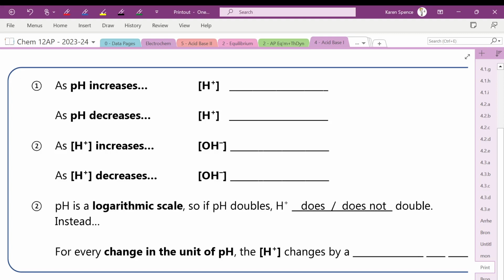All right, so as pH increases, what happens to hydrogen ion concentration? It decreases. As pH decreases, hydrogen ion concentration increases. Yes. Now, this one was a little trickier, but did you figure it out? Yeah? As hydrogen ion increases, what happens to hydroxide ion?